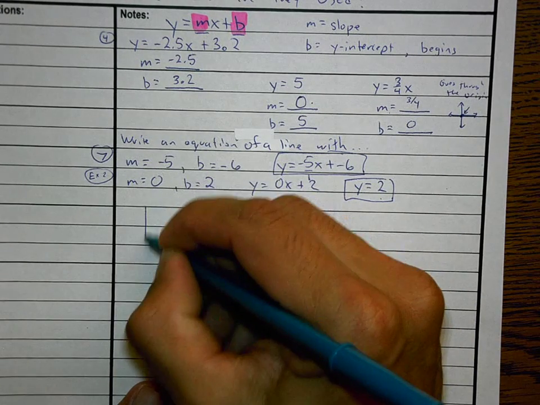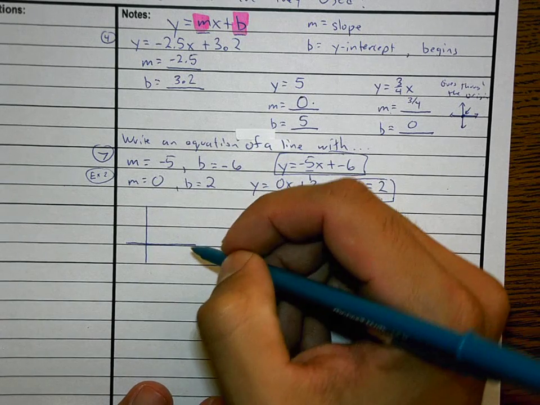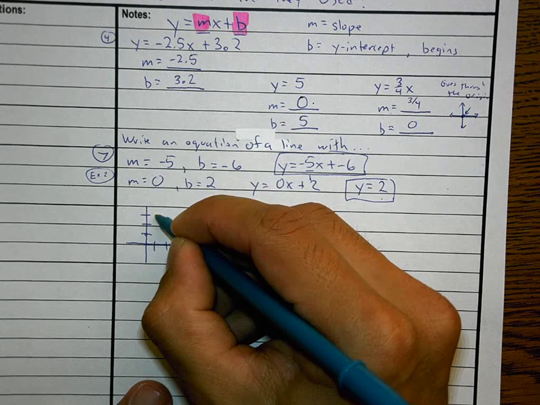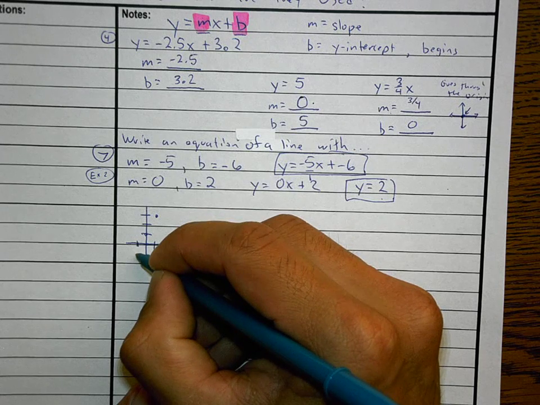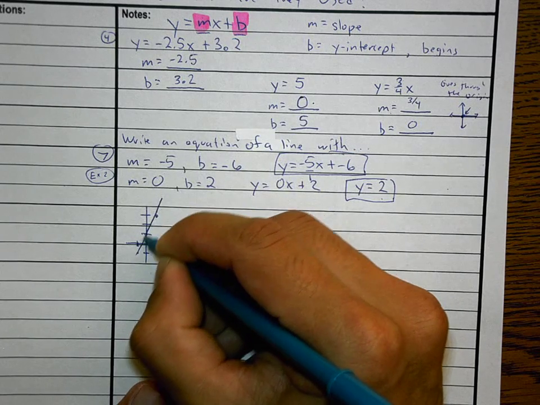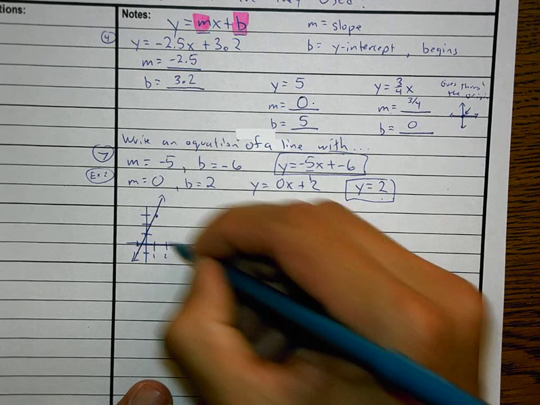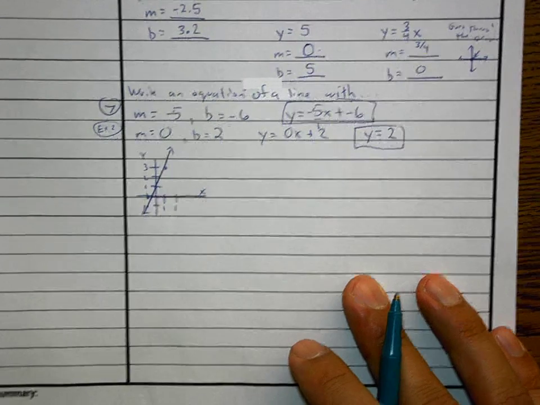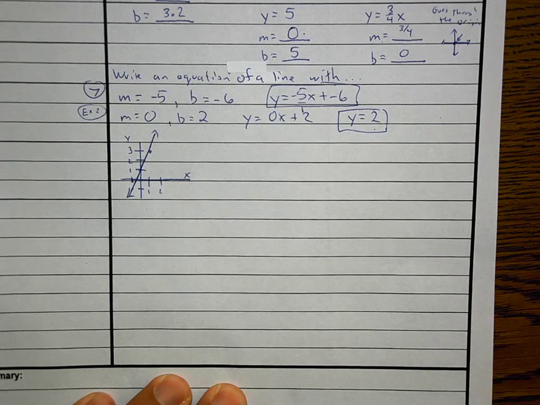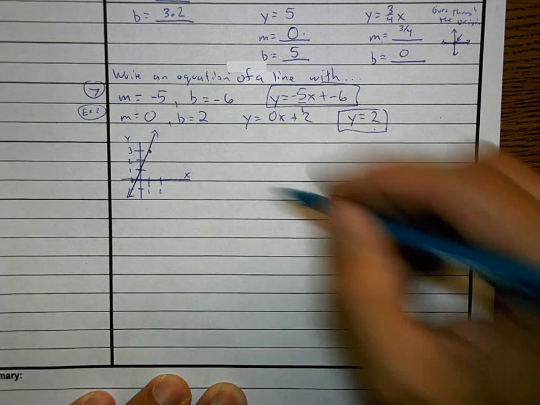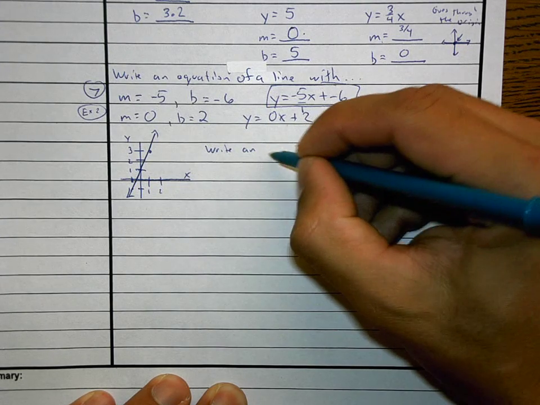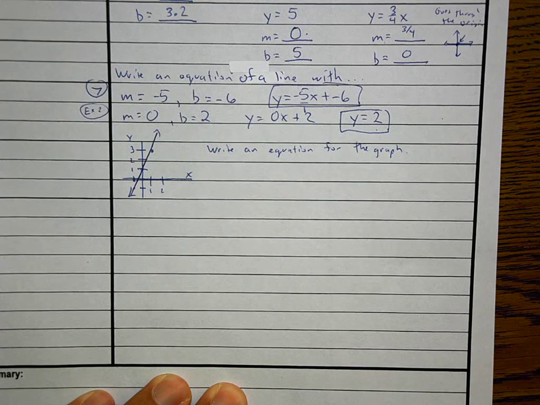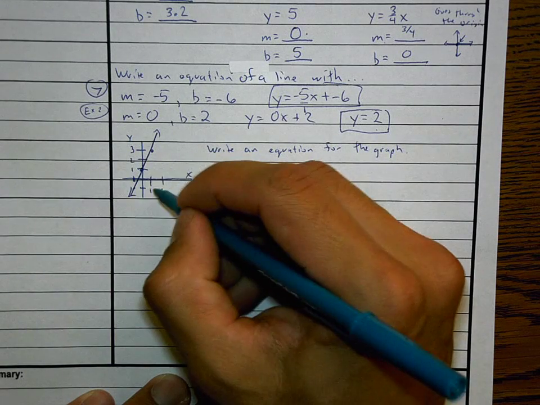Now what about if I had a graph that looked like this and I had a line. X, Y, 1, 2, 3. Write an equation for the graph. It goes through here, goes through there.